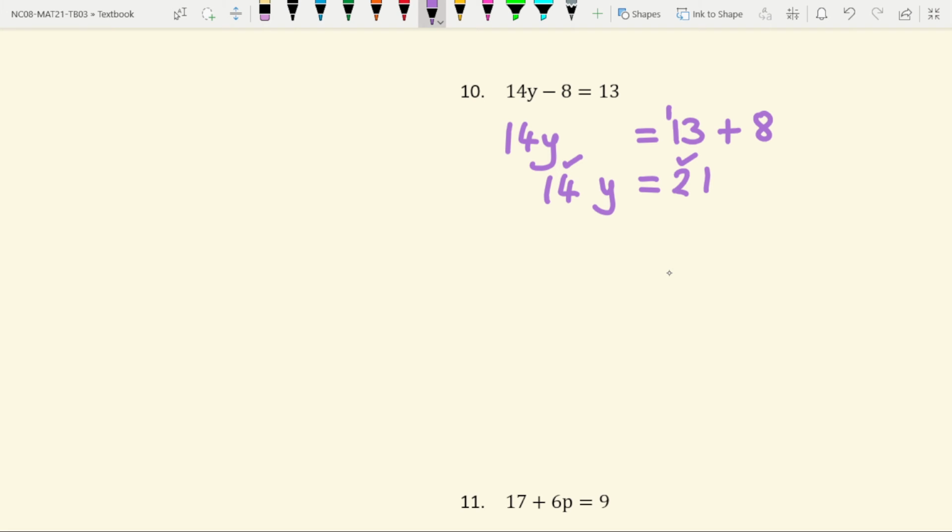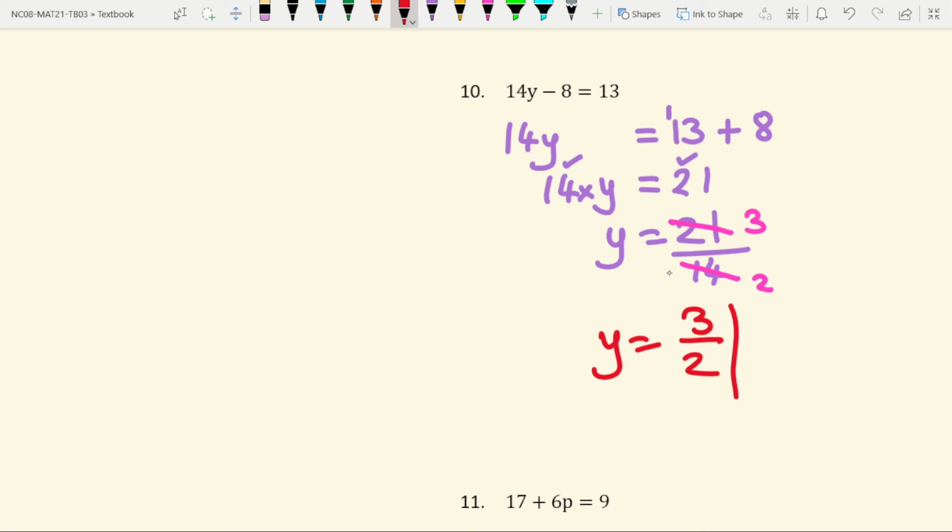What is the symbol between 14 and y? It is multiplication. If no symbol is given, we have to understand it to be multiplication. So multiplication will turn into division. So we get 21 divided by 14, when we transpose 14 from the left hand side to the right hand side. We can see that both these numbers can be cancelled. Both these numbers are present in 7's table. 7 2s are 14, 7 3s are 21. So the answer will become y is equal to 3 by 2. This is our final answer to this equation.